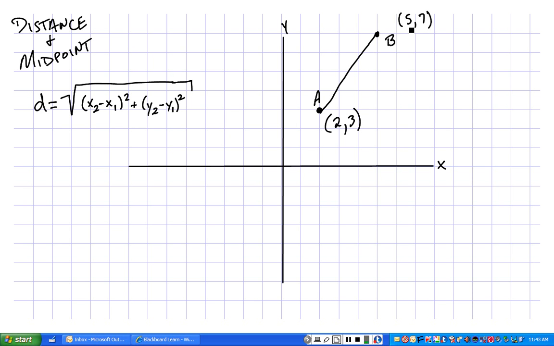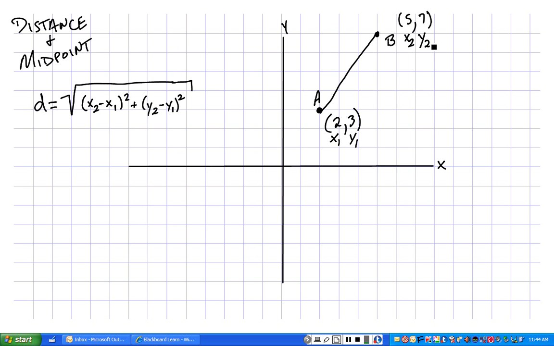Now that's just personal preference. If you prefer, you could make the other point the first point, so 5 could be x1 and 7 could be y1, and the 2 could be x2 and the 3 could be y2. It doesn't matter which point you consider to be the first point. The main thing is that you're consistent with your x1 and y1. So I'm going to make this point x1, y1, and this point x2, y2.